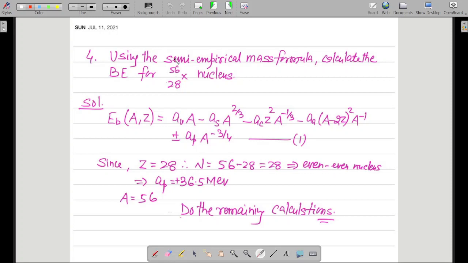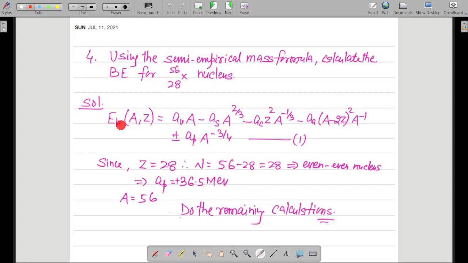So using the semi-empirical mass formula, we have to calculate the binding energy for a nucleus whose symbol is X. Atomic number is 28 and atomic mass number is 56. For such a nucleus, you have to calculate the binding energy using the semi-empirical mass formula.